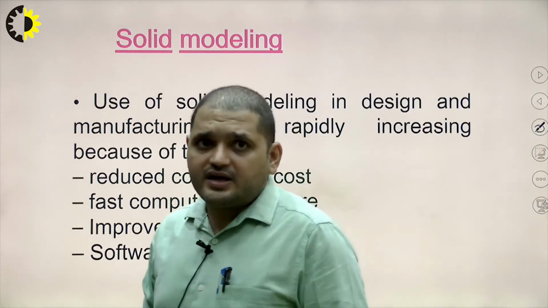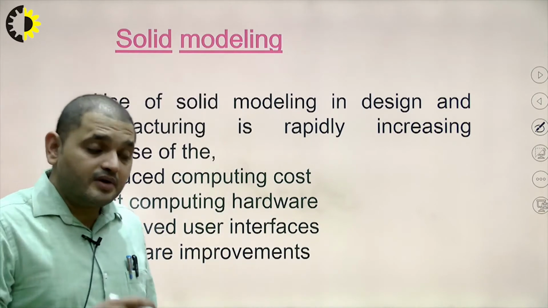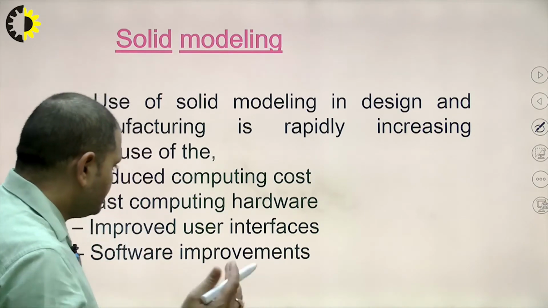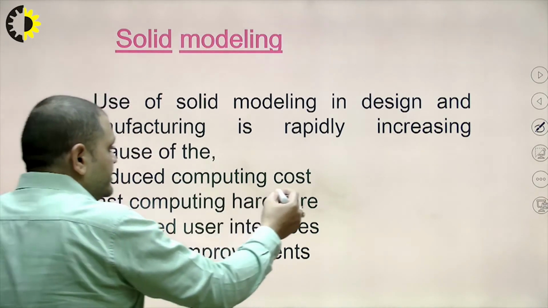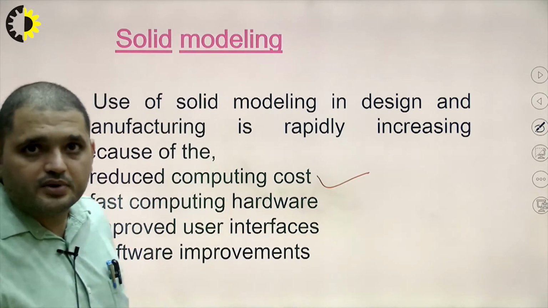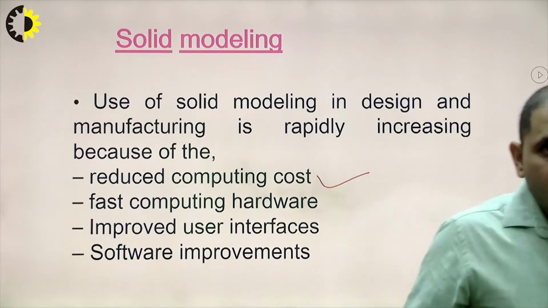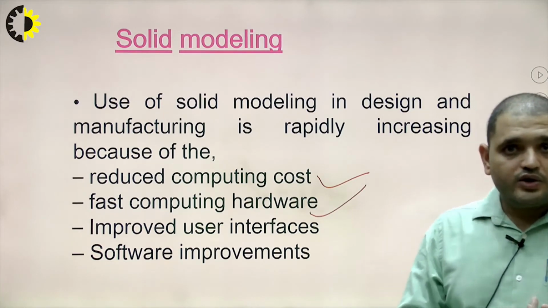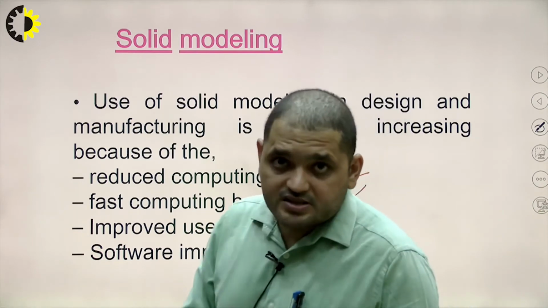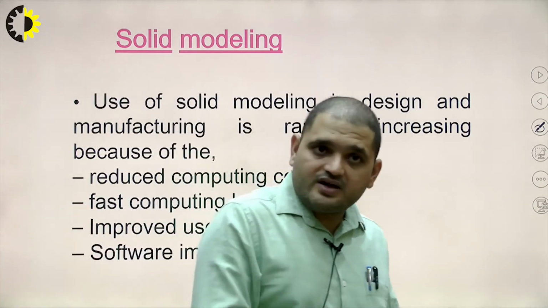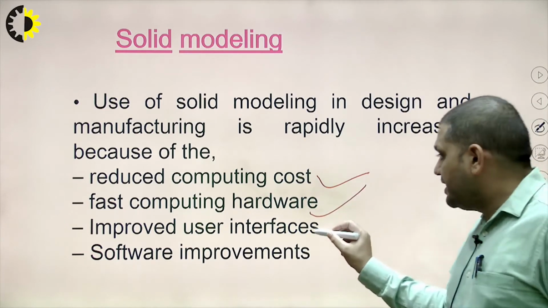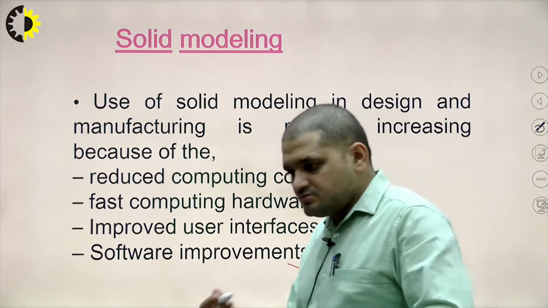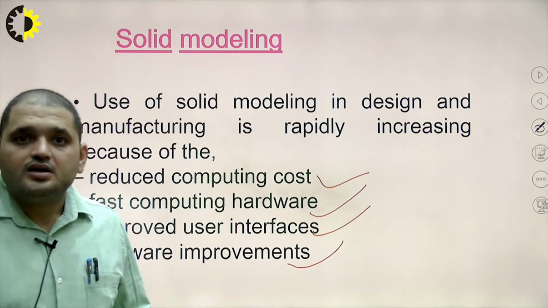Use of solid modeling in design and manufacturing is rapidly increasing. Why are we using this, or why is solid modeling in demand in the market? The reason is it reduces the computing cost. So computing cost is reduced in case of solid modeling. Fast computing hardware is available. Right now, due to the development in computers, computing cost is reduced. Fast computing hardware is available, improved user interfaces are available, and there have been a lot of software improvements throughout the years in this field.